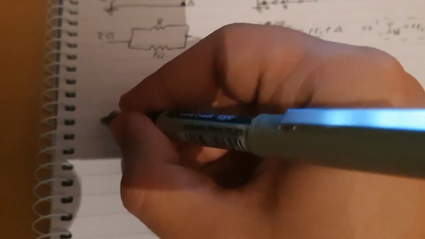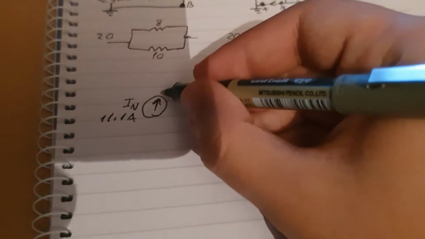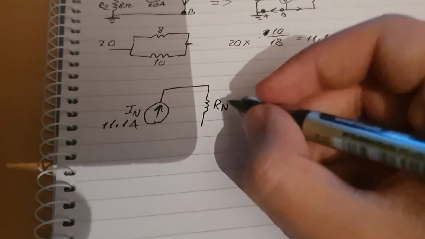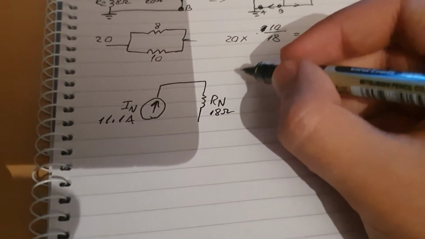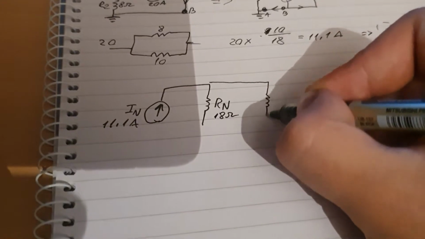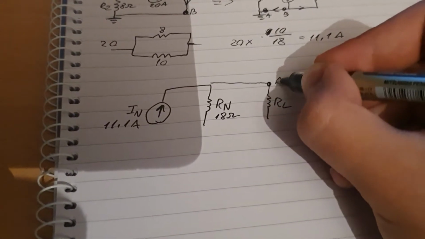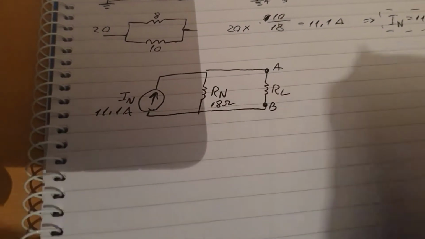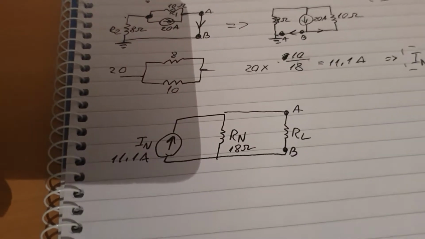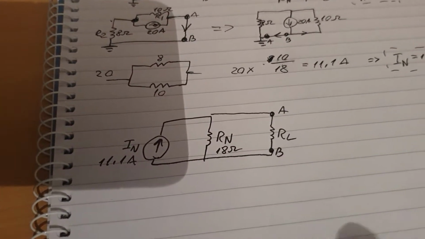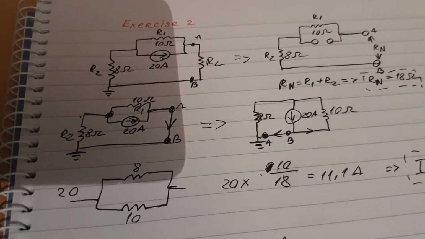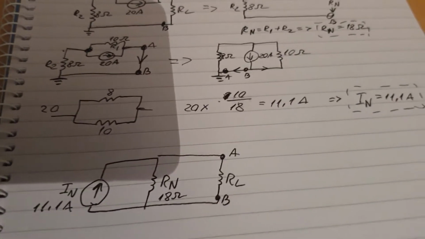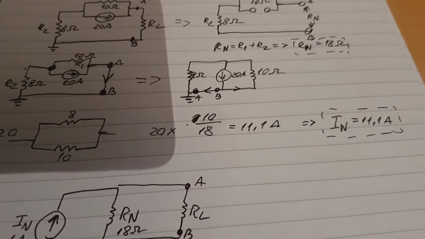IN will be 11.1 amps, and then it will go here to the RN, and the RN will be 18 ohms, and then there you go, there will be the RL with the two dots A and B. There you go. So we again find out the circuit. To be honest, they are fast as well because they are smaller circuits, and there are only 3 examples. And also I did most of the explanation in the other one, the Thevenin theorem.